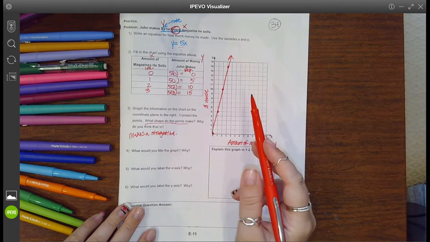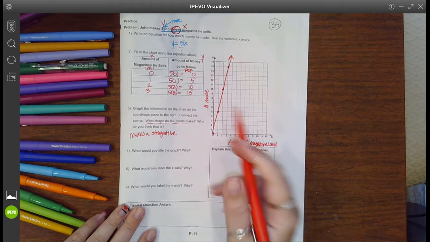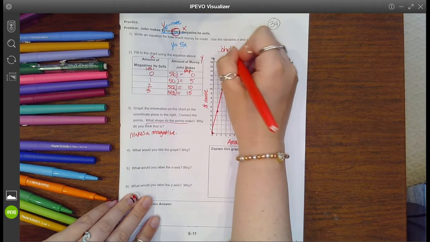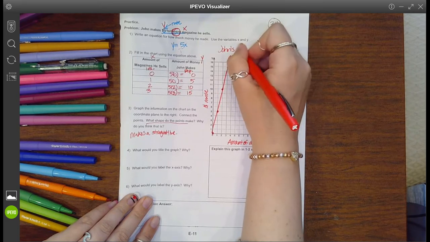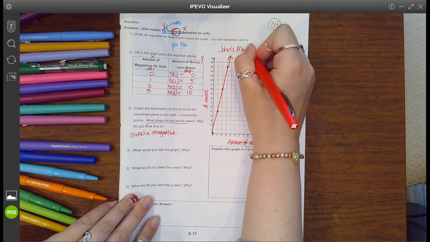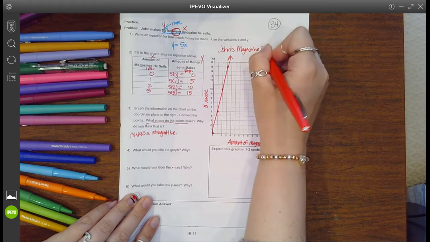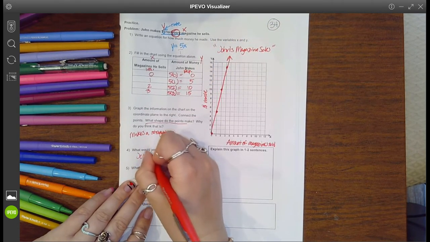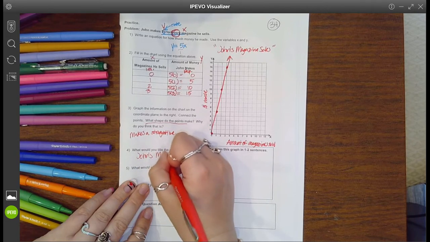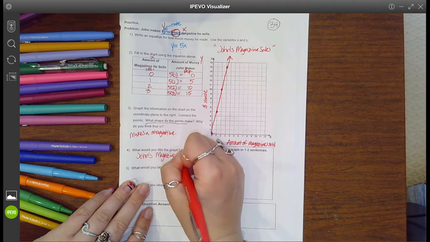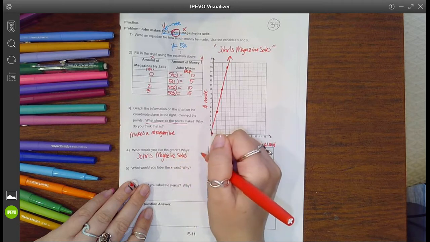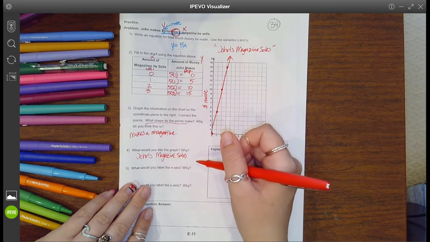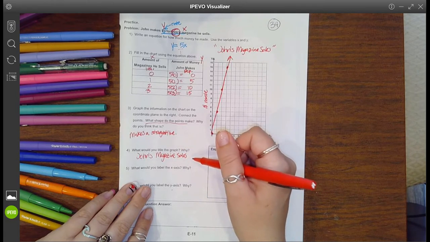What would you title this graph? Think about it. What's it talking about? So the person is John, and what's John doing? He's selling magazines. Okay, so I would say John's magazine sales. That's what I would title this graph. Now you could also say, John selling magazines, or the money John makes from selling magazines. Something along those lines. You're telling who it is and what they're doing.